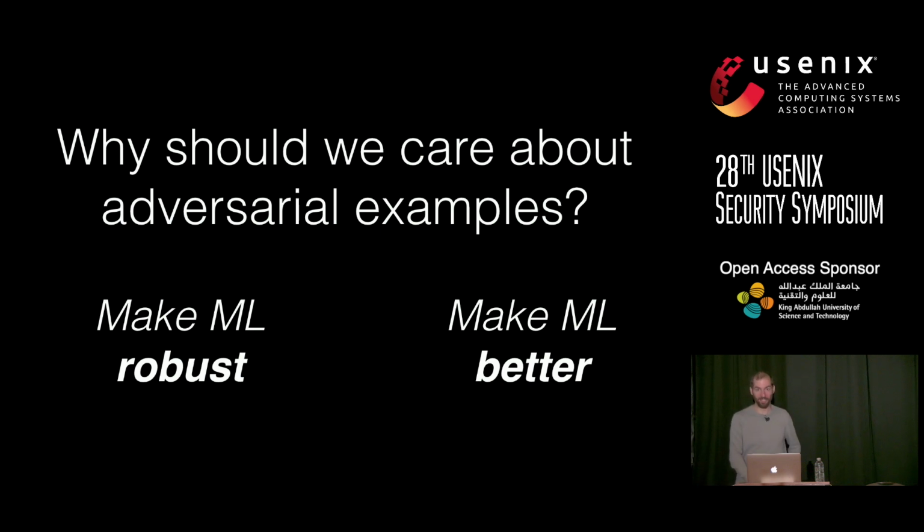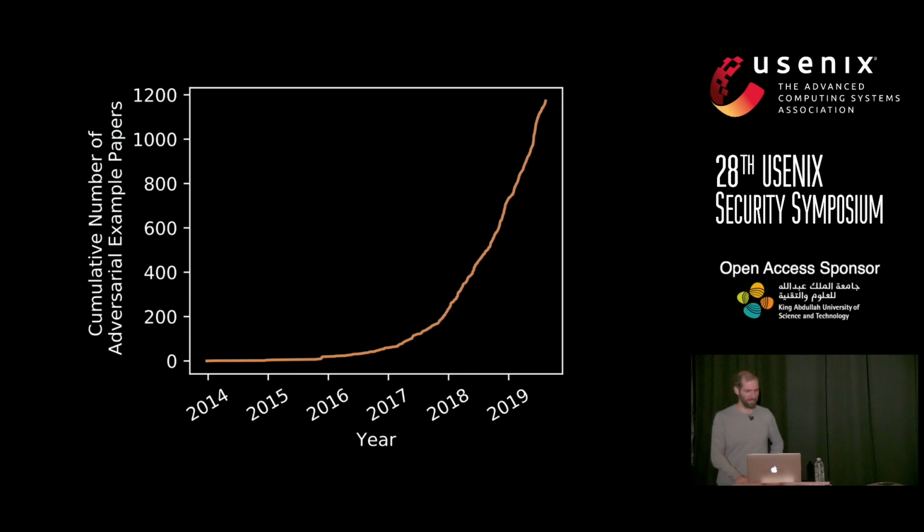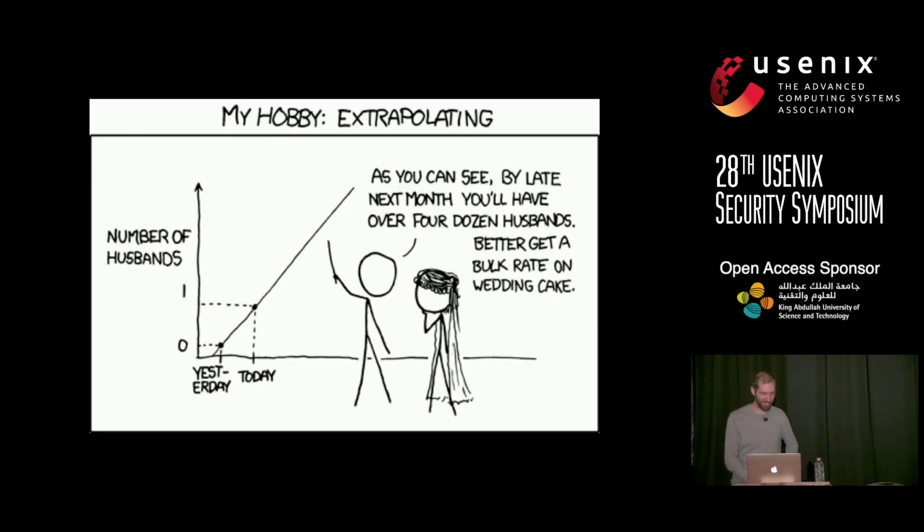So there's one more reason to think about adversarial examples. This is a plot of the number of papers on adversarial examples over the last couple of years. This is growing almost exponentially. And so as a result, all of you are going to be working on adversarial examples within some time in the near future. Otherwise, this trend can't continue.